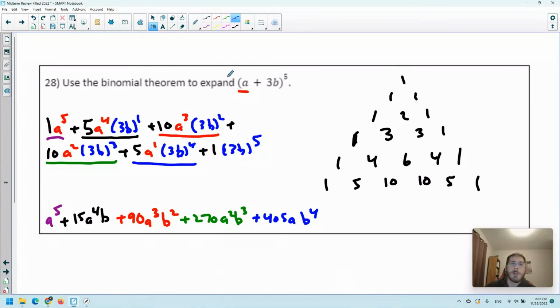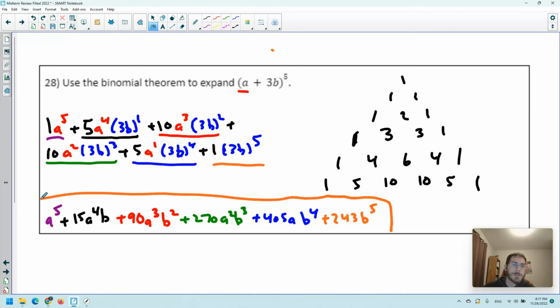And then we got the last part. I probably should have checked what the last part was going to be before I started, but we'll go for it. So we got 3b to the fifth. I need to figure out 3 to the fifth. So that's 81 times 3, which is going to be 243. All right, that wasn't too bad. b to the fifth.